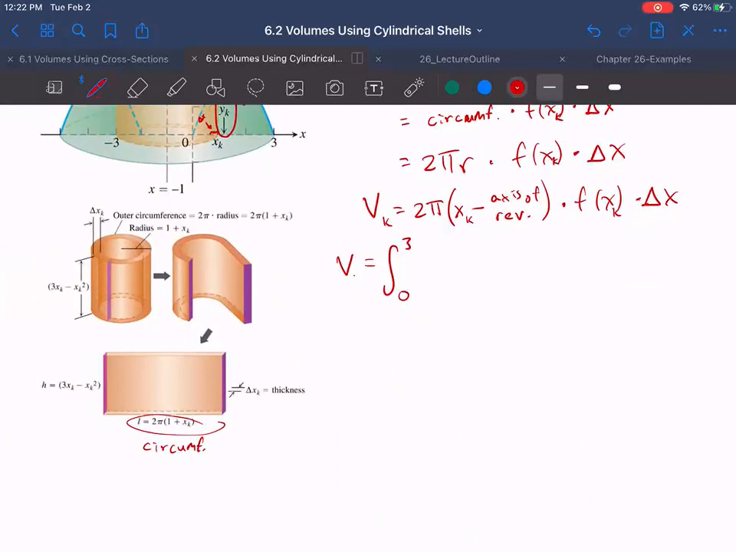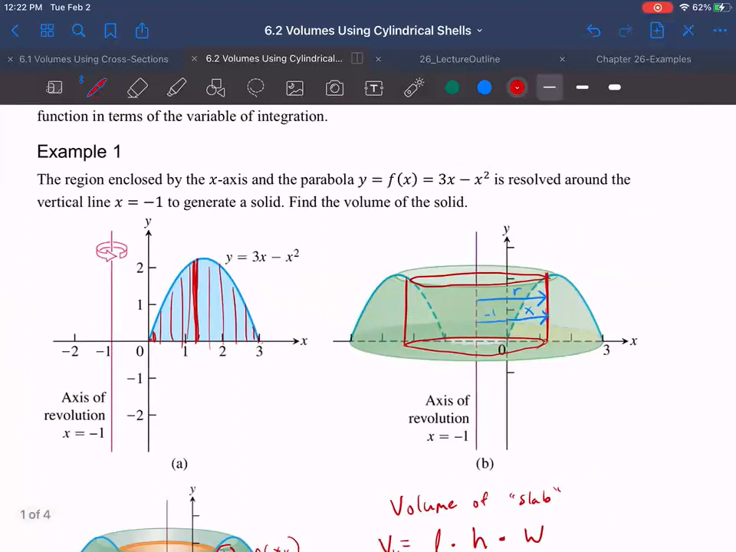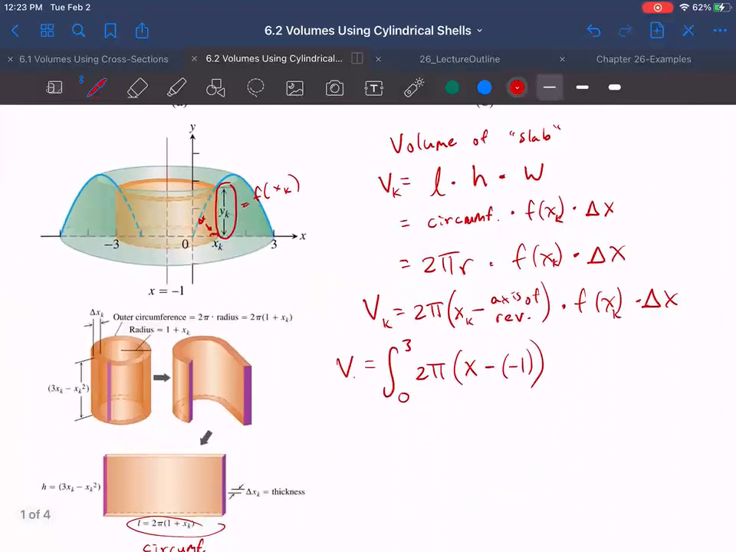0 to 3. And then we've got our 2 pi. We've got our x minus our axis of revolution, which could just be 0. It's just shifting our graph, essentially. That -1 is a shift to the right. So we essentially could just take this graph, shift it 1 to the right, and then rotate it, and we'd have the same shape, just at a different location, which would give us the same value. Whichever way you prefer to think about it: minus the axis of rotation, or just shifting your graph over so that it's back to rotating around the y-axis rather than something else. Same result, different way of thinking of it.